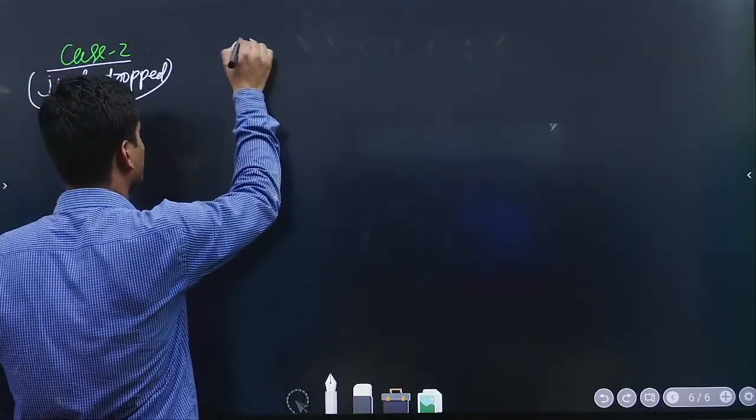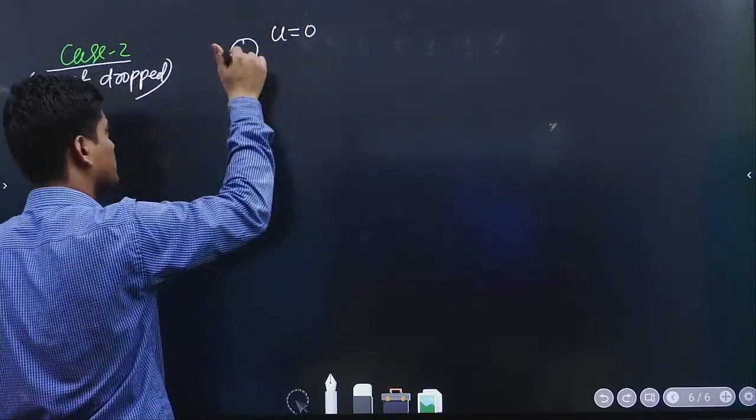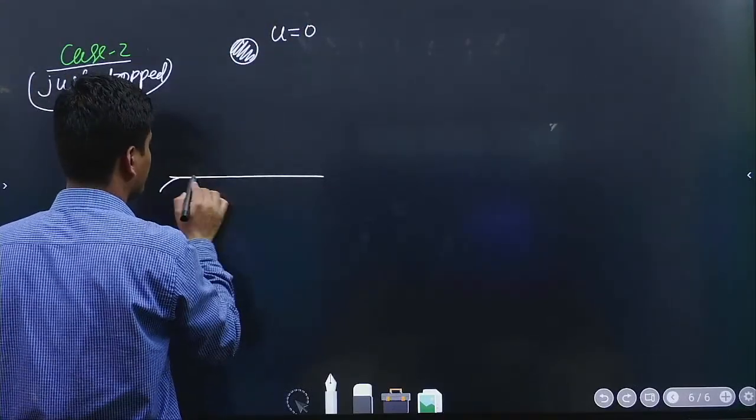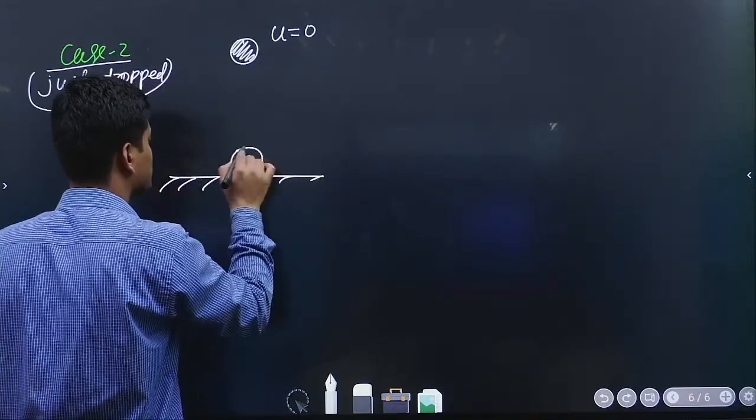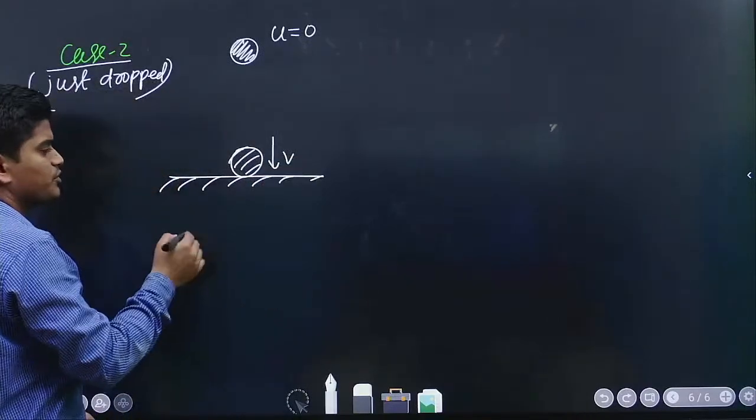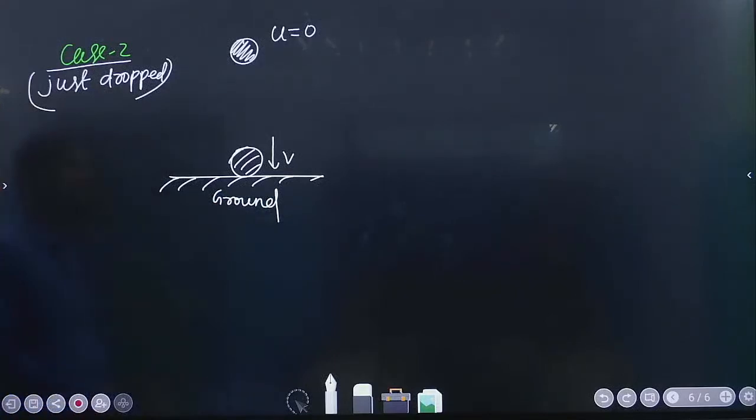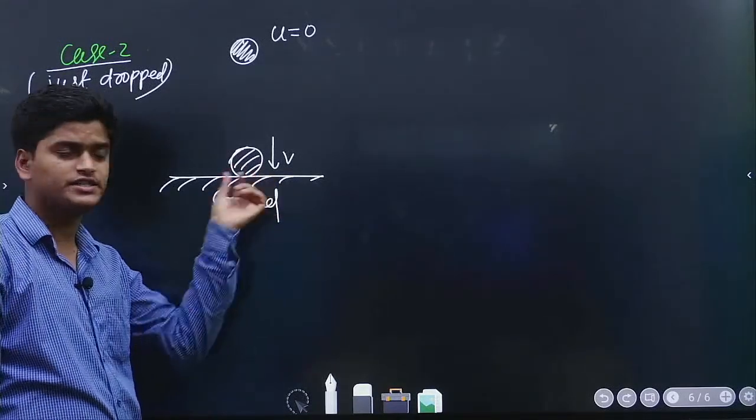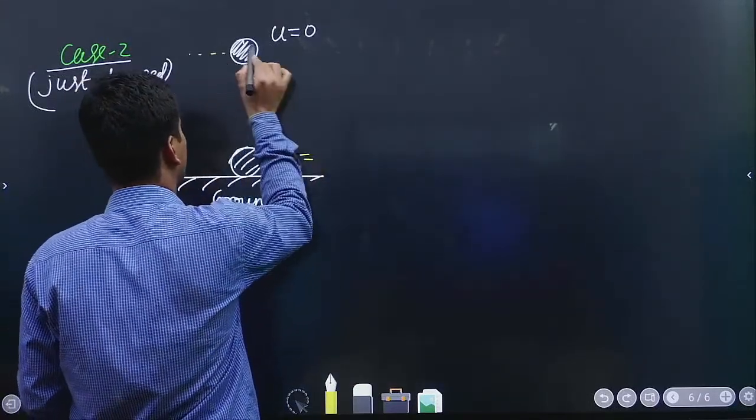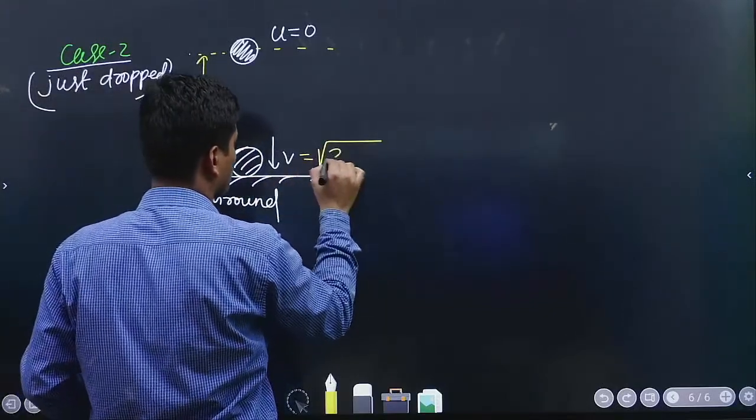So here this is just a dropped case. There is no velocity given upward, that's why the initial velocity will be 0, and finally it reaches the ground. It will hit the ground with some velocity v just before reaching it. In the question they will ask the velocity at which it is hitting the ground. If the height is h, then the velocity will be root under 2gh.